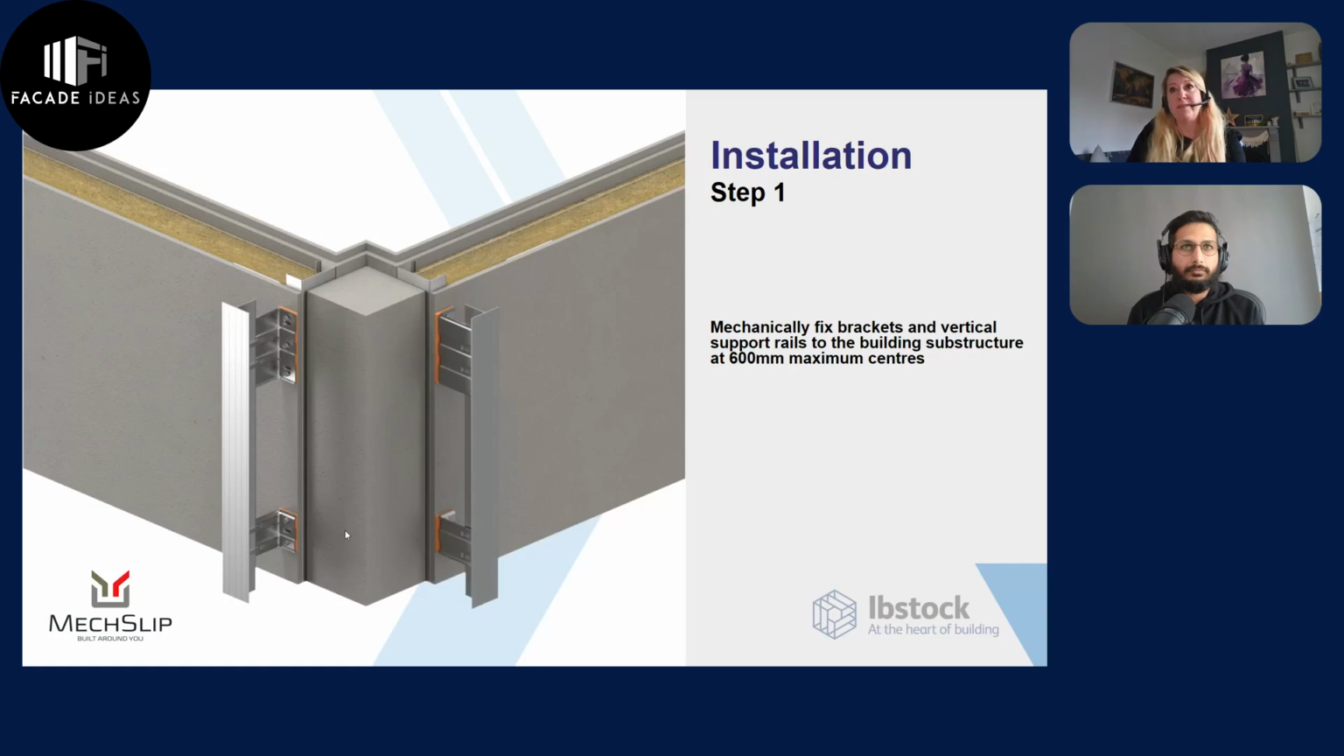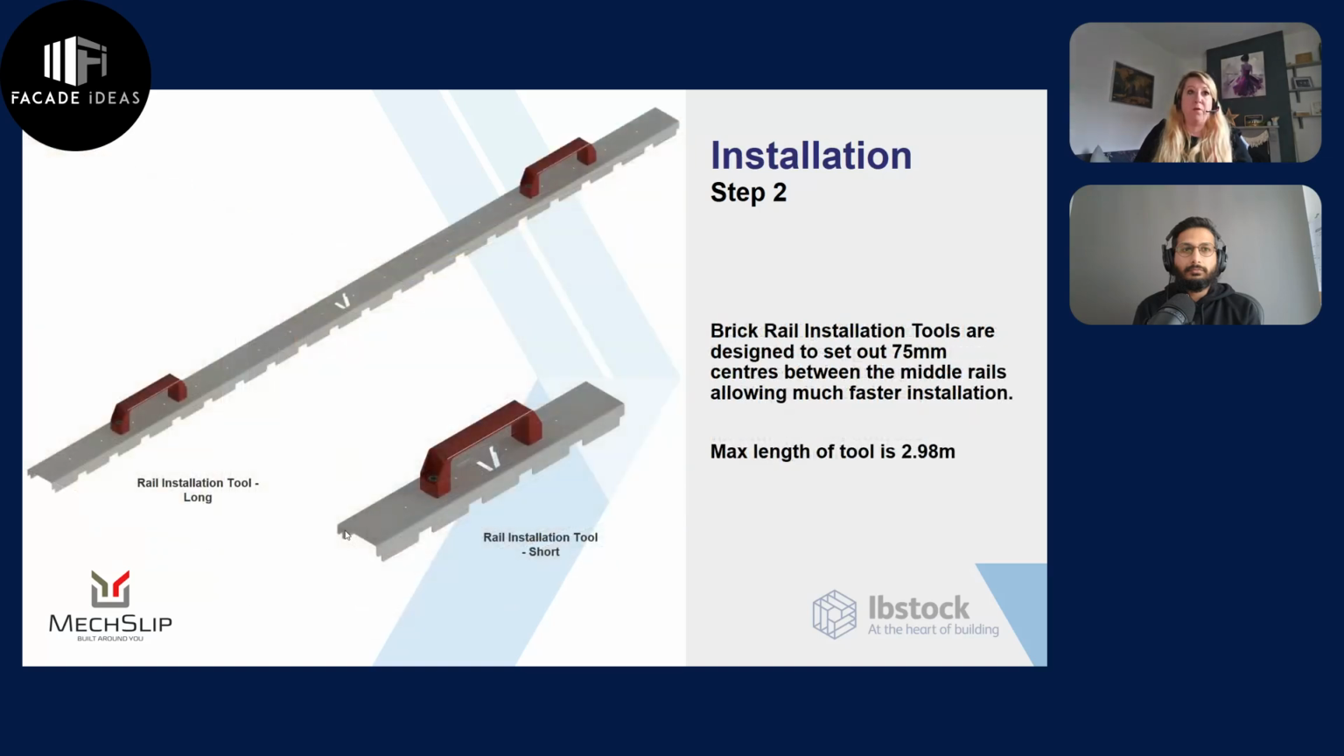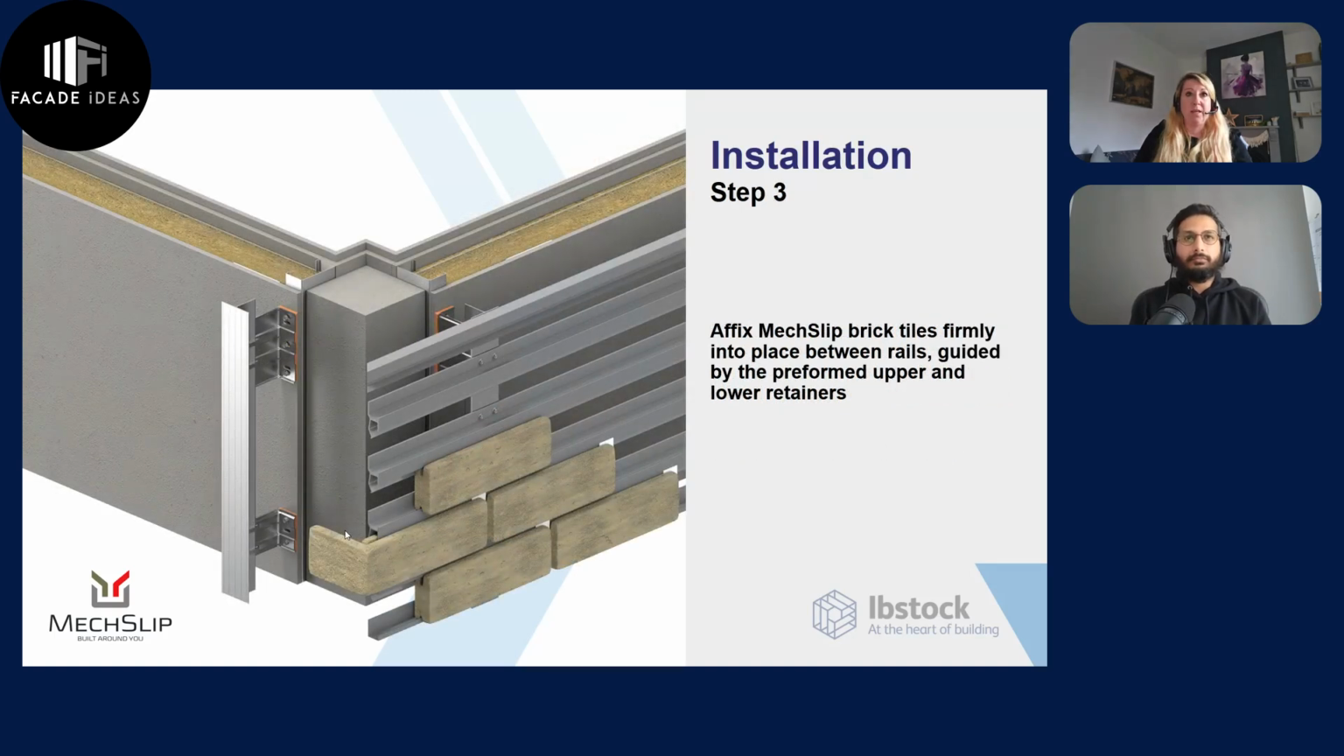So I'm quickly going to run through the installation. The mechanically fixed brackets and the vertical support rails are typically set at 600 centres. The rails are fixed across those from the starter, the intermediate and the top rails. The way that we would quickly do that is we offer what we call a gauging tool, which is set at 75 millimeters, which is fixed to those vertical rails, and then it is slotted through. Those brick carrier rails can be slotted through very, very quickly.